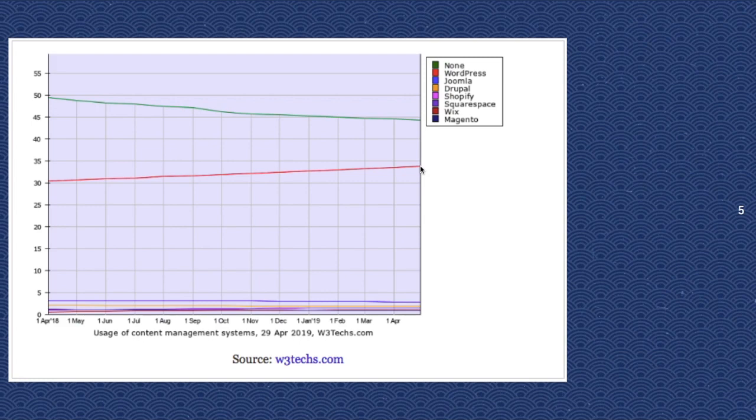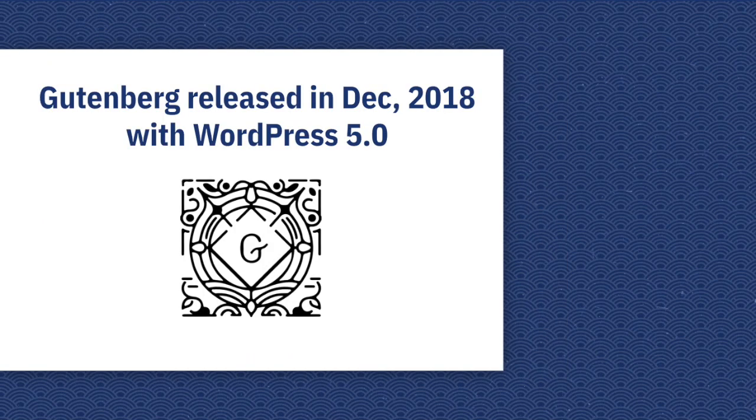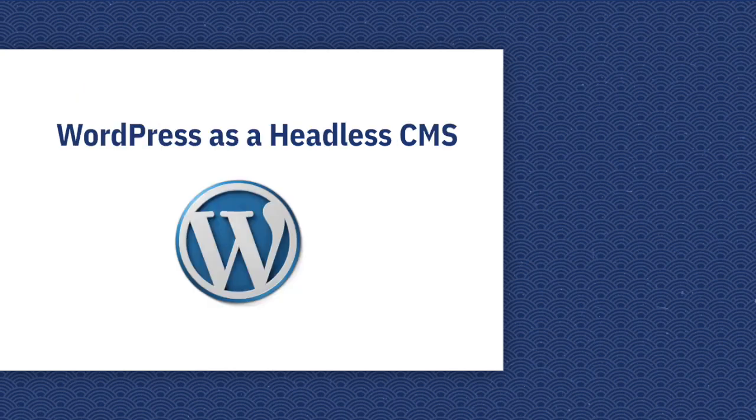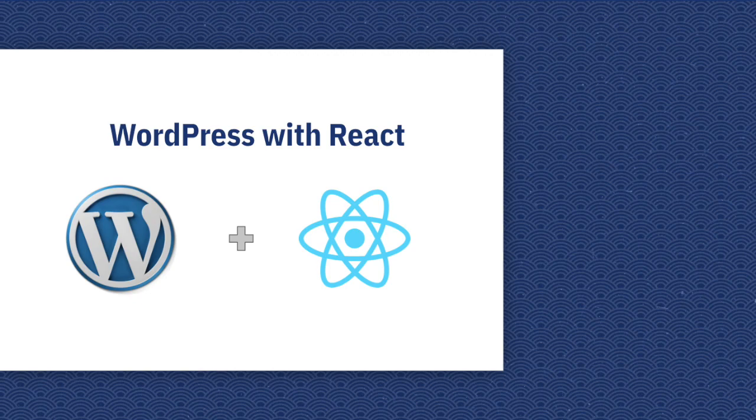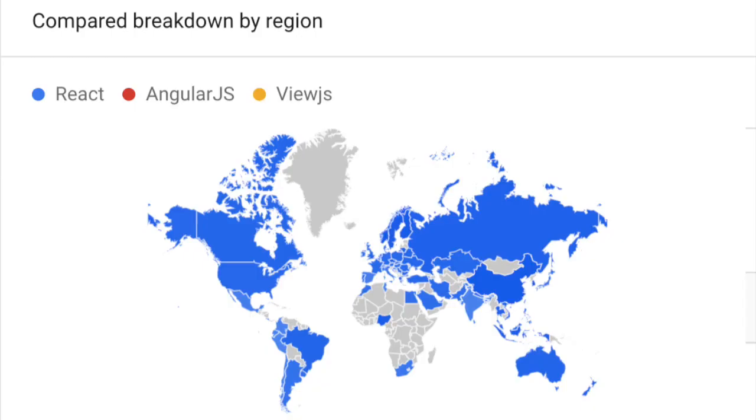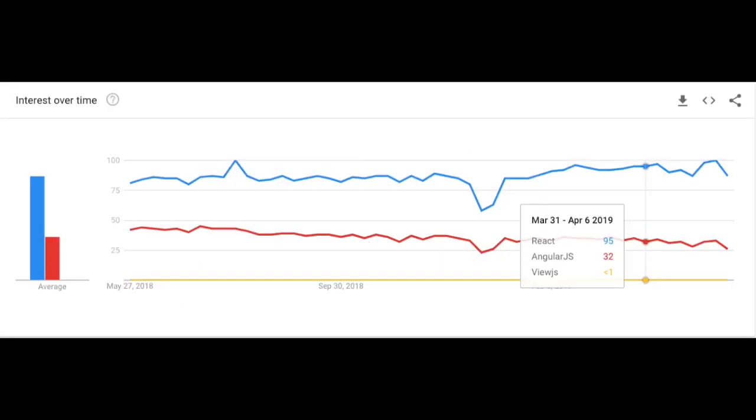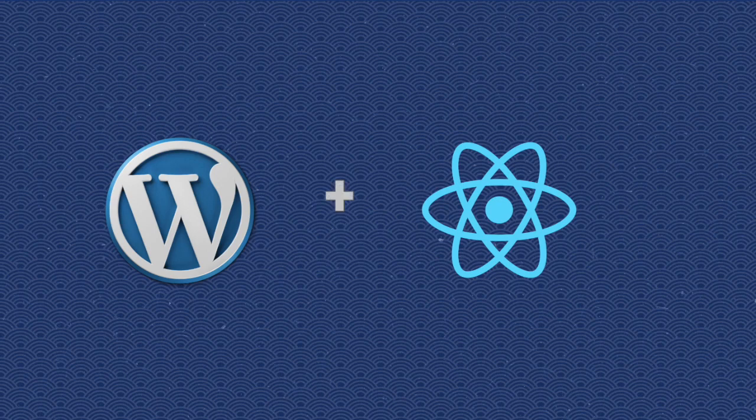Also, with the shift to Gutenberg and the rise of headless CMS approaches, the WordPress community has started considering React for their projects. Besides this, modern libraries like React are growing in popularity and becoming essential to a rich end user experience. So if WordPress is great and React too, why not combine both of them?